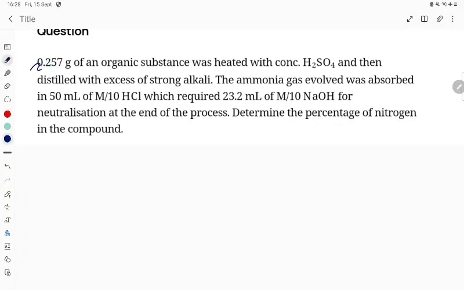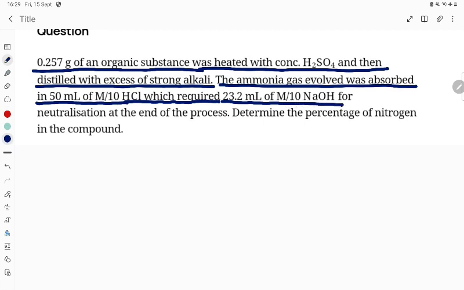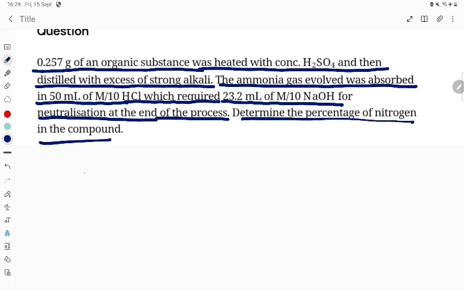Student, what is the problem? 0.257 gram of an organic compound was heated with concentrated H2SO4, then distilled with strong alkali. The ammonia gas evolved was absorbed in 50 ml of M/10 HCl, which required 23.2 ml of M/10 NaOH for the neutralisation at the end of the process. Determine the percentage nitrogen in the compound.